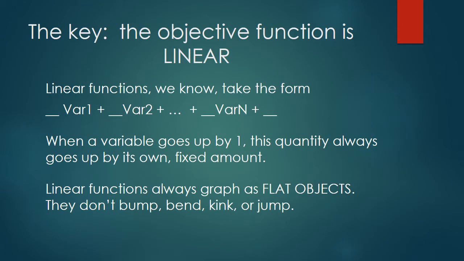Because graphs that are linear will always graph as flat objects. If you only have one independent variable, it'll graph as a straight line. With 2 independent variables, it graphs as a plane. With more independent variables, it'll graph as a higher object called a hyperplane. But the point is, they don't kink, they don't bend, they don't jump, they don't dent. They are flat like a sheet of glass.